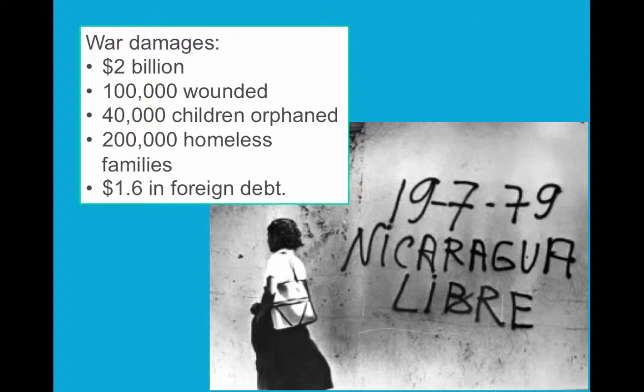$2 billion in war damages. 100,000 people were wounded. That includes 40,000 children that were left orphaned and 200,000 people who were left homeless, or families that were left homeless. There were $1.6 million in foreign debt with absolutely no money in their bank accounts. So how are you going to carry out these reforms of a revolution with no money and a lot of debt piling up? It's going to be difficult, and they're going to try their darndest to do it.